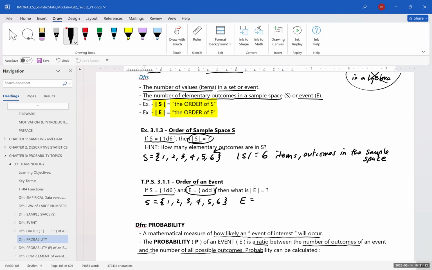Okay, and event E is an odd outcome. Well, what odd outcomes do we have in our sample space? We have 1, 3, and 5. 1, 3, and 5. And so what's the order of E? How many outcomes do we have in our event? We have 1, 2, 3. So the order of the event is 3.